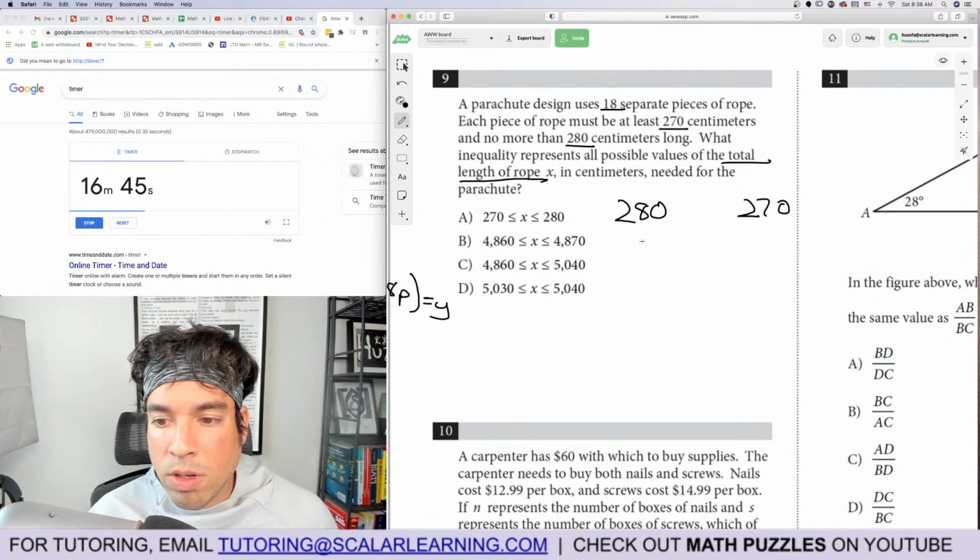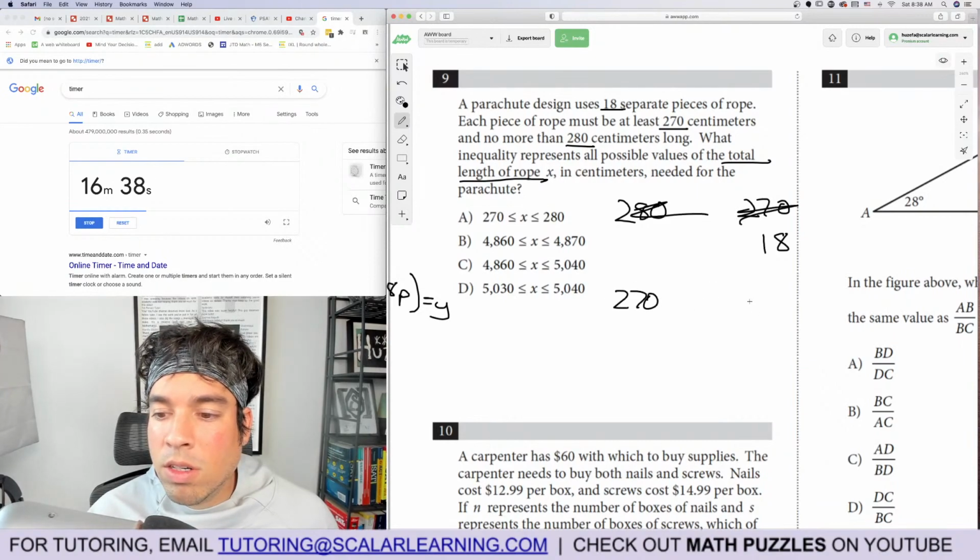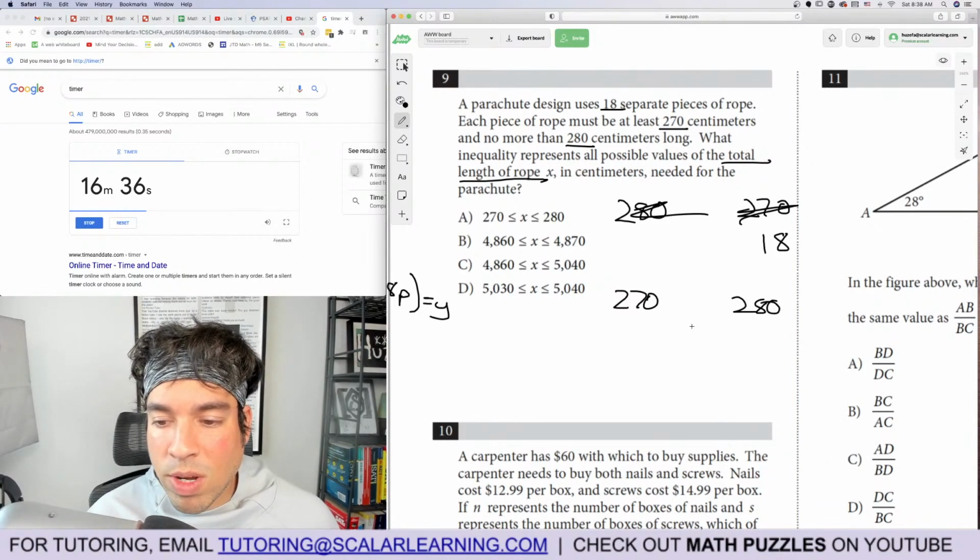Okay, I'm going to have to do both. So first let's do 18. So this is the lower end. So that's why I did this backwards. Let's do it right. 270 here, 280. Not that it matters, but that's the way they laid it out.